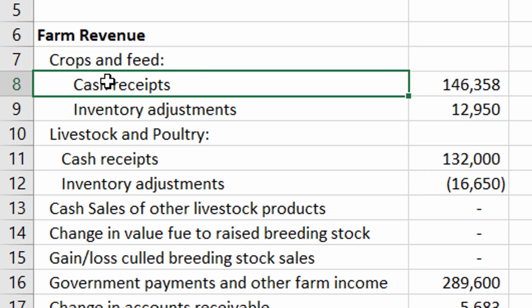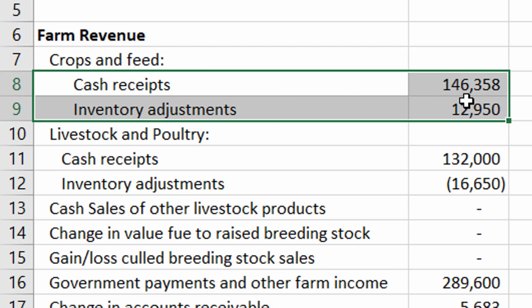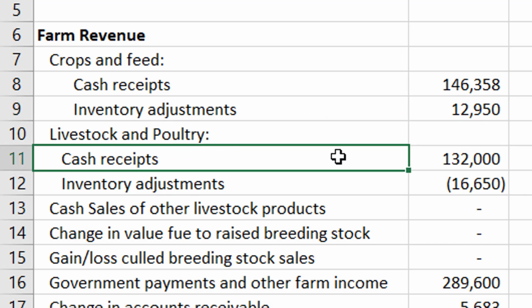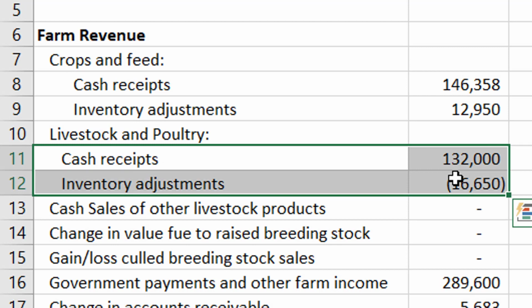This one breaks things down into crops. So we have cash receipts from crops and we have inventory adjustments from crops. We have a category for livestock and poultry. We have cash receipts for livestock and poultry, and then an inventory adjustment. Now, I'm not sure what's going on with that inventory adjustment. That could be related to cost of goods sold. That could be related to accounting for changes in the value of your inventory. In any case, we're going to put that down on this statement as a gain and a loss in the revenue in this case.